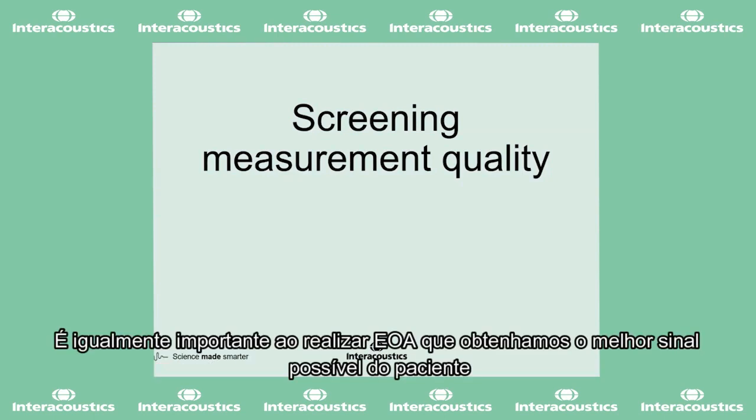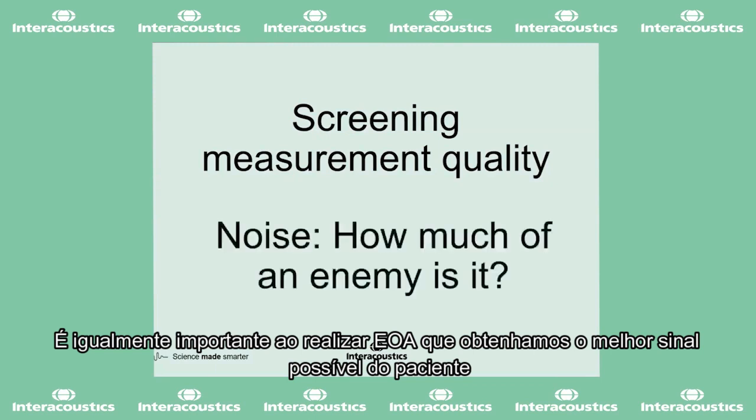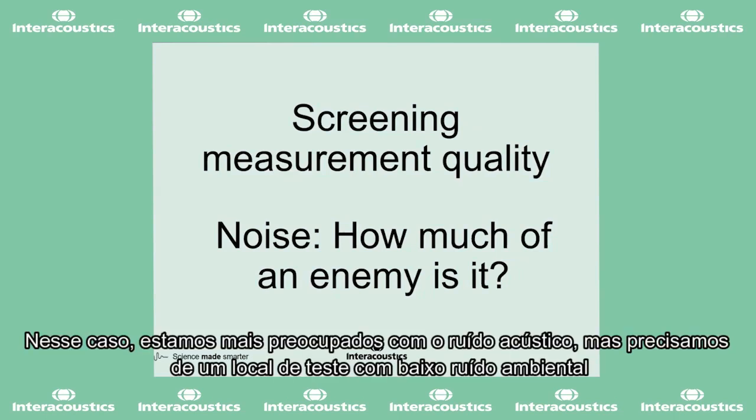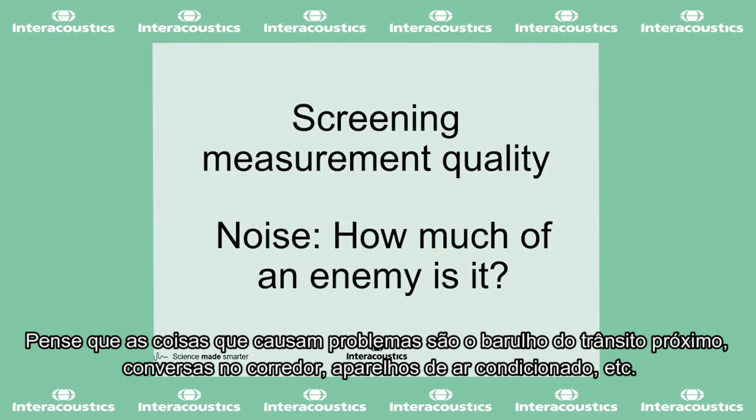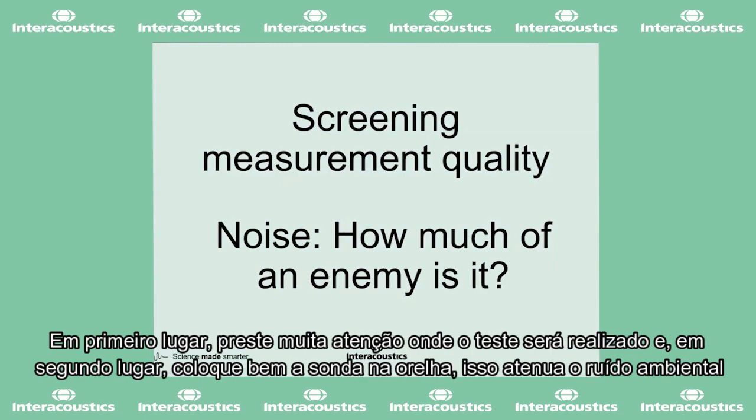Now, it's equally important when performing otoacoustic emissions that we obtain the best signal that we can from the patient. In this case, we're more concerned with acoustic noise, but we need a test location that has low environmental noise. Things that cause problems are nearby traffic noise, conversations down the corridor, air conditioning units, etc. So firstly, pay careful attention to where the testing is going to be performed. And then secondly, fit the probe really well into the ear, because this attenuates the environmental noise.